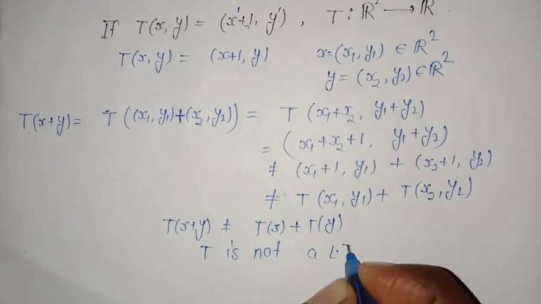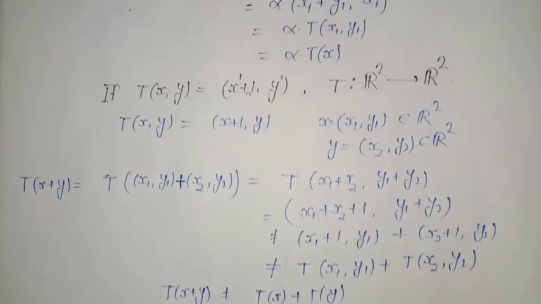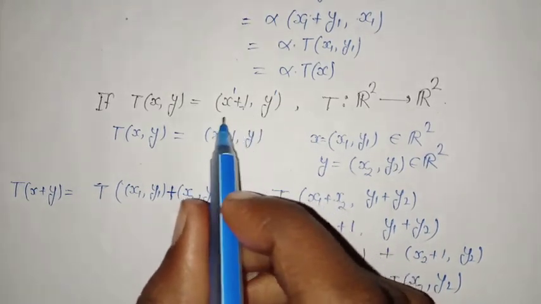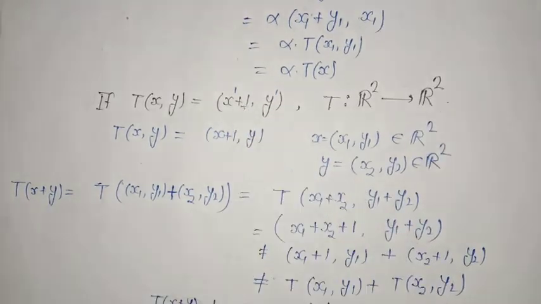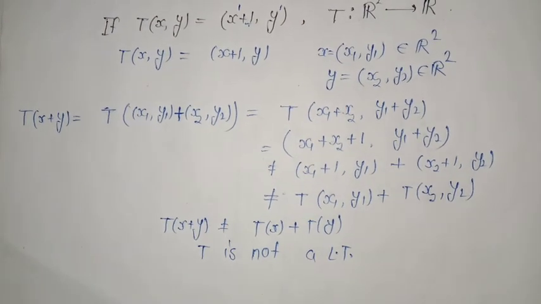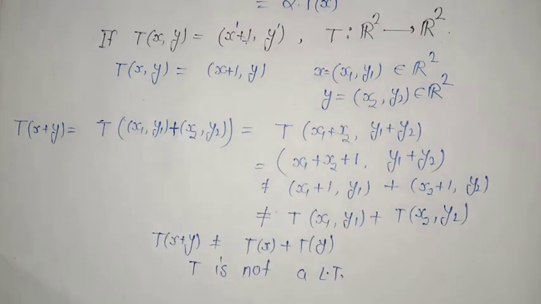Not a linear transformation. But with the help of a trick, we can directly say that this is not a linear transformation because one constant term is involved. So you can see how important this short trick is to check whether the given transformation is linear or not. So let's take some more examples.